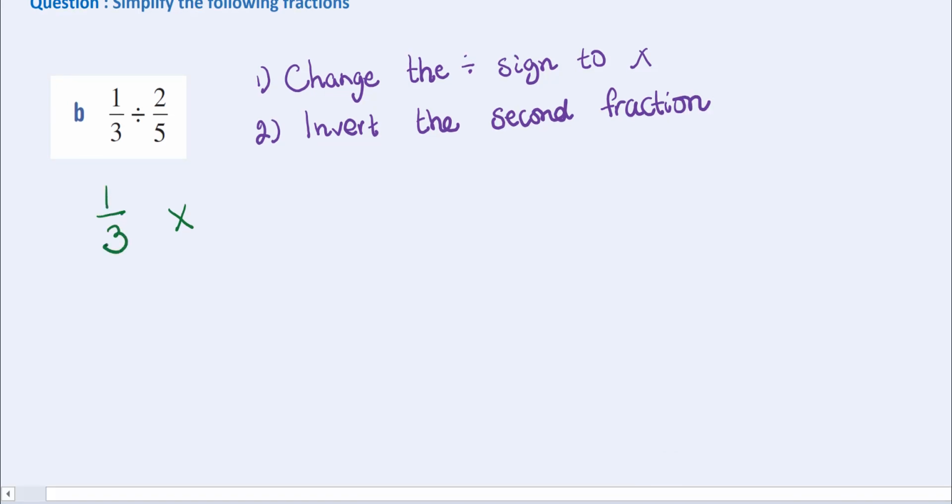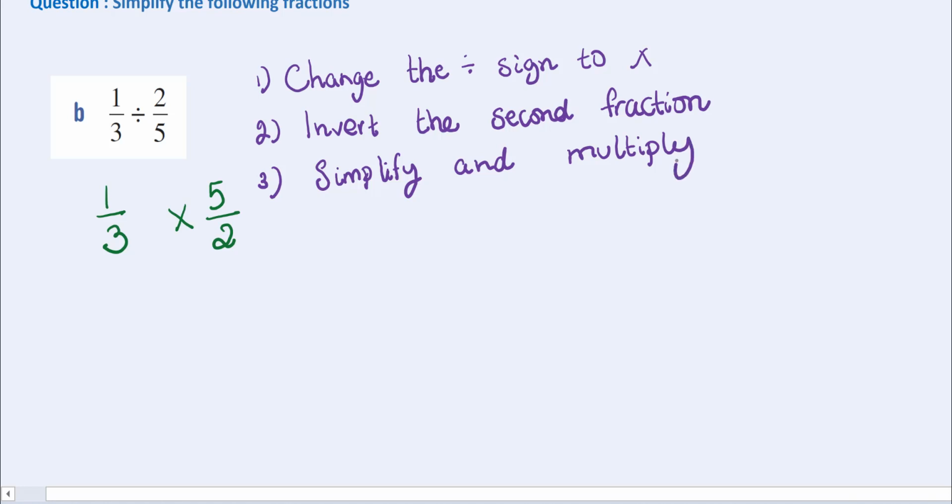So here you've got 1/3 and I'm timesing it, and I'm going to flip that fraction to 5/2. So you change the division sign to multiply, and then you just flip that fraction. Once you've done that, you can simplify and carry out the multiplication. First you can check to see if you can simplify that fraction. In this case, it's already simplified. So I'm going to multiply this fraction. I'm going to do 1 times 5, which is 5, over 3 times 2, which gives me 6.